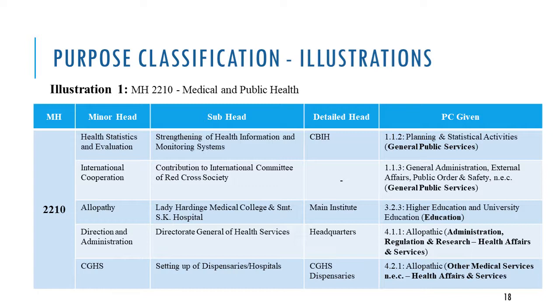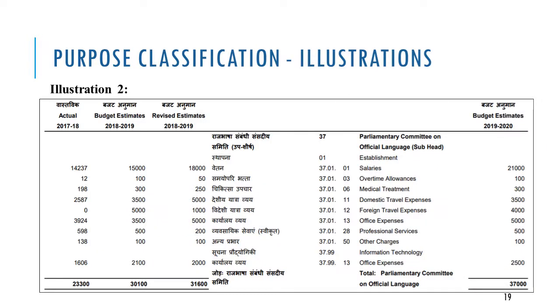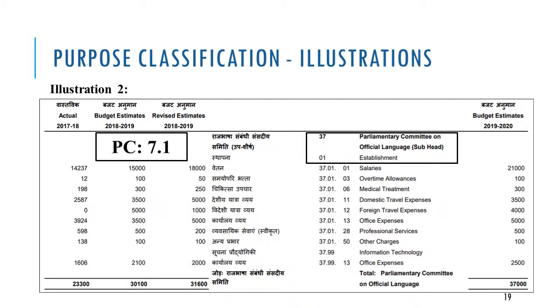The headquarters of Directorate General of Health Services is given purpose 4.1.1, that is administration, regulation and research of health affairs and services. Setting up of CGHS dispensaries is given purpose 4.2.1, that is health services not elsewhere classified. Let us take another example. Here also, looking at the information of subhead and detailed head, the purpose code is given as 7.1, that is art and cultural affairs and services.